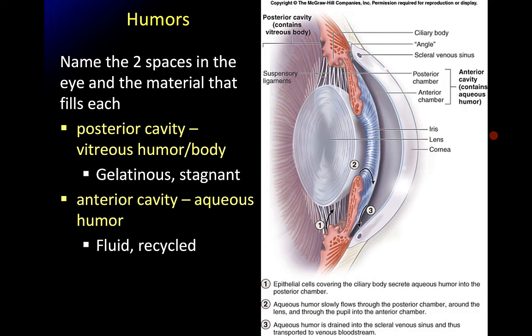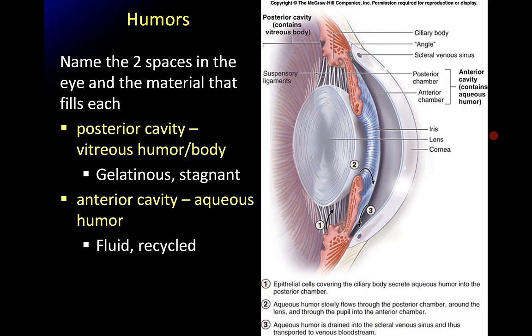All right, so in addition to taking a look at the lens, we want to think about a couple of spaces in the eye, the posterior cavity and the anterior cavity. The posterior cavity is going to be posterior to that lens. It contains a gelatinous, stagnant vitreous humor, which we sometimes refer to as the vitreous body because it's sort of like you've got a blob of jelly back there.